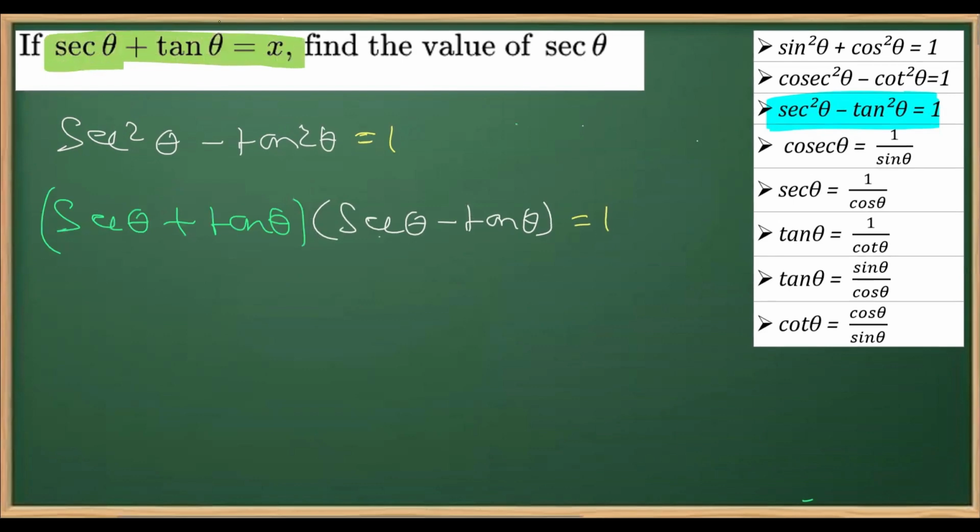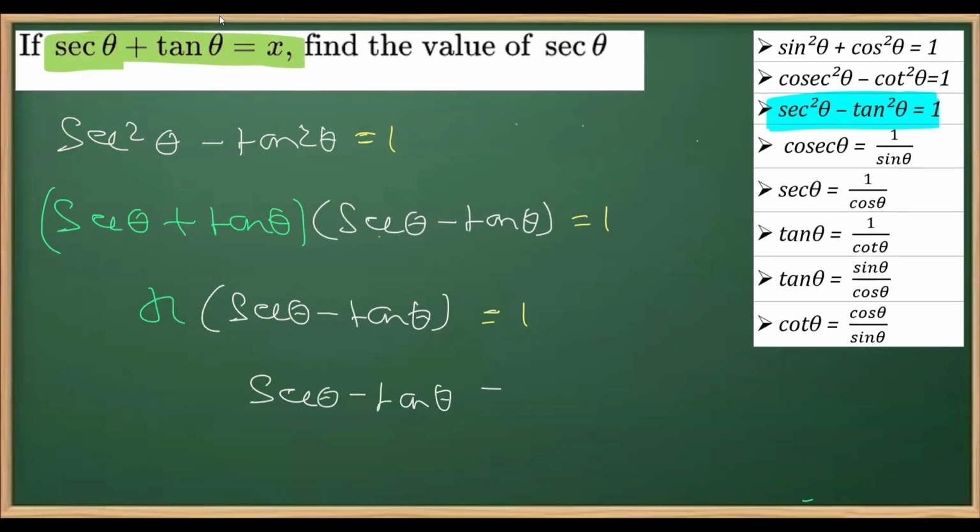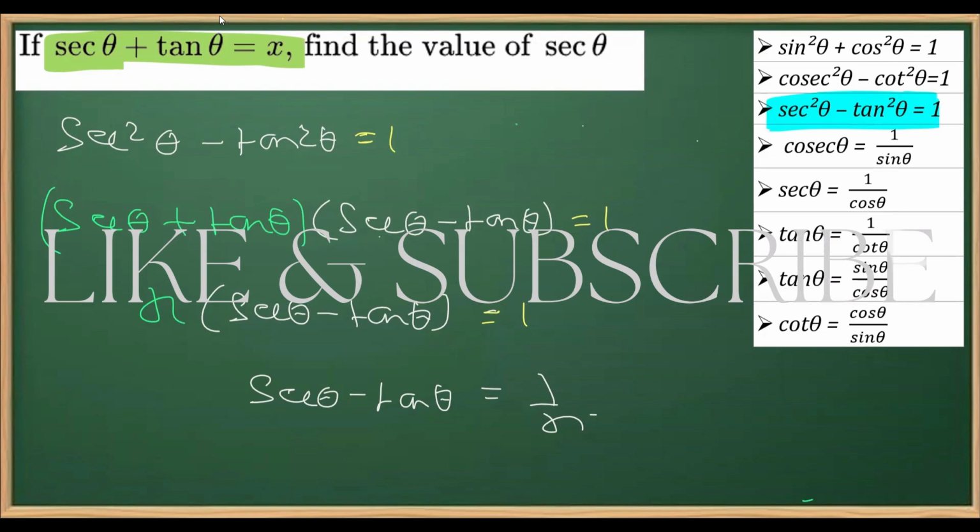If I replace sec plus tan with x, that's x, right, not 1. So by transposing, we can get the value of sec minus tan. If I transpose, I'll get secθ minus tanθ is equal to 1 over x. And that should be our answer. Now we'll end the video here only.